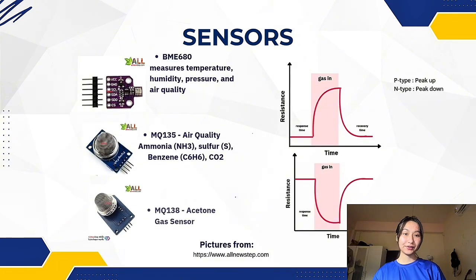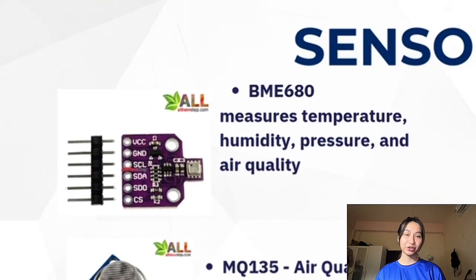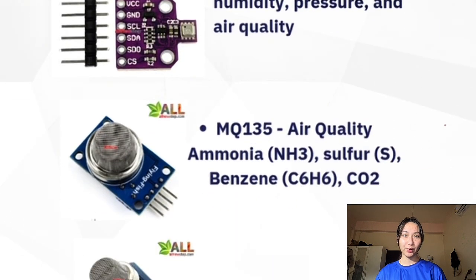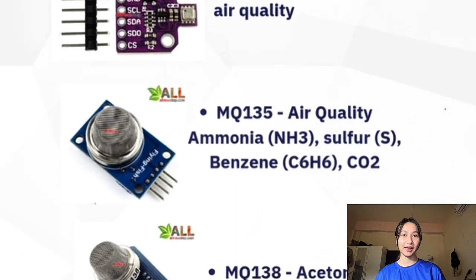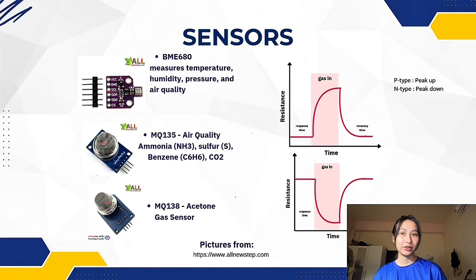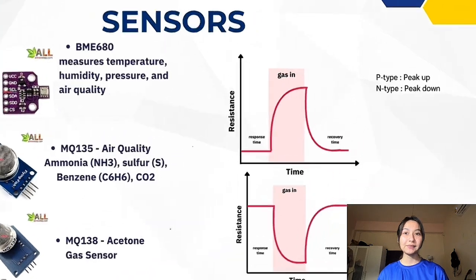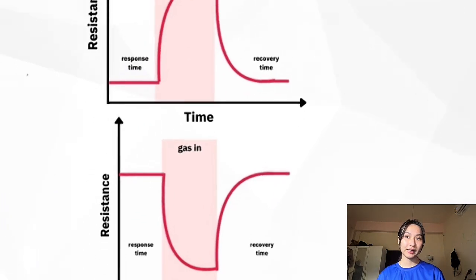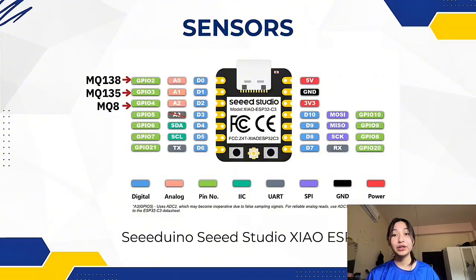We use three gas sensors. BME680 measures temperature, humidity, pressure, and air quality. MQ135 measures ammonia, sulfur, benzene, and carbon dioxide. And MQ138 measures acetone. And we have two different types of sensor, which are P-type and N-type. P-type sensors show an increased signal with higher gas concentration, different from N-type sensors, which show a decreased signal. And we connect each sensor to an analog port, as shown above.